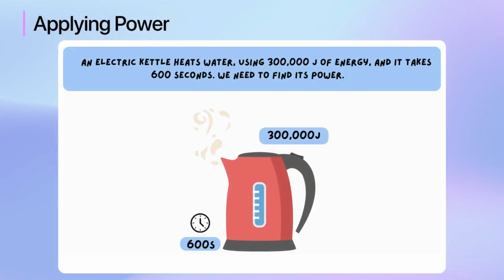Let's now apply what we've learned to a few specific problems to consolidate our new knowledge. An electric kettle heats water using 300,000 joules of energy, and it takes 600 seconds. We need to find its power.